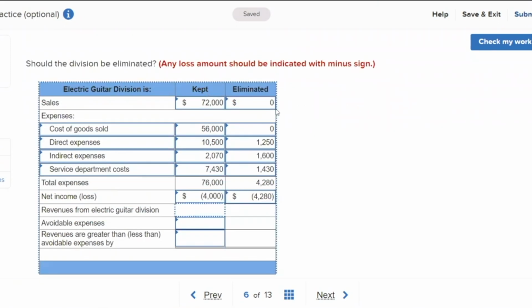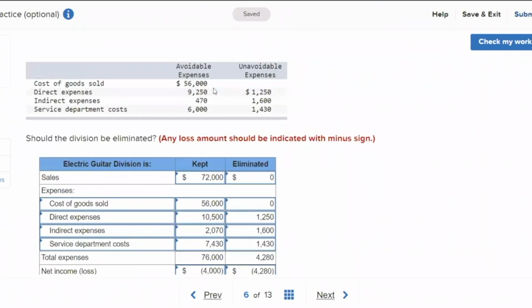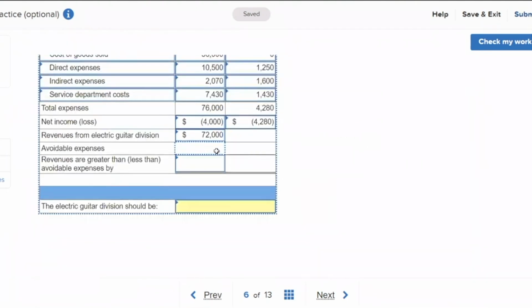Revenues from electric guitars 72. I'm not sure I understand what they're doing here. So revenues is 72, it's right there. Avoidable expenses. So 56,000, 9,250, 470, 6,000. 71,720 is what it says.